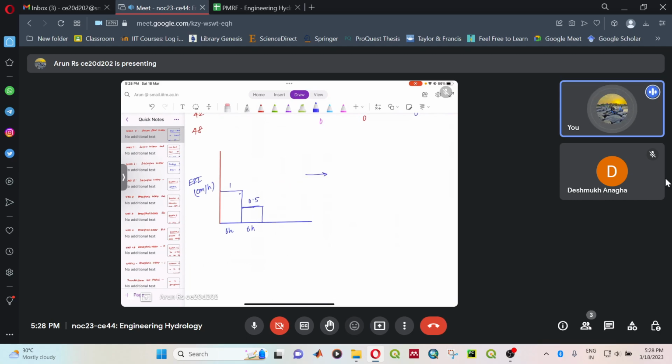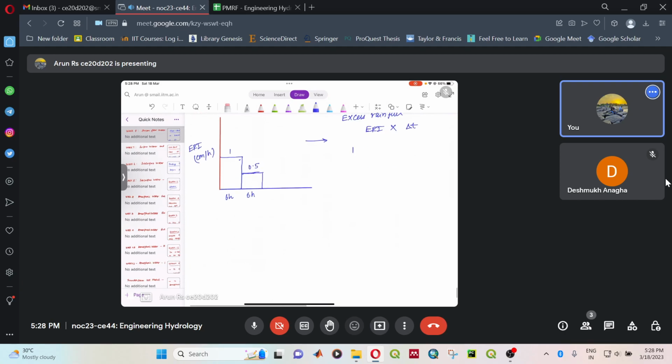So from this we can determine the excess rainfall depth, which is nothing but effective rainfall intensity multiplied by the duration. So for the first 6 hours we have 6 centimeter rainfall excess, and in the next 6 hours we have 3 centimeter rainfall excess.